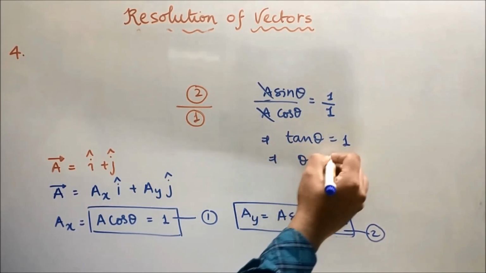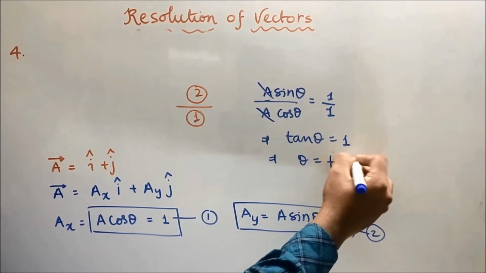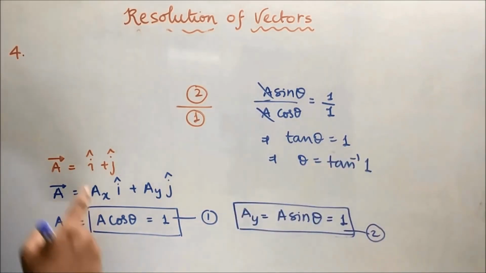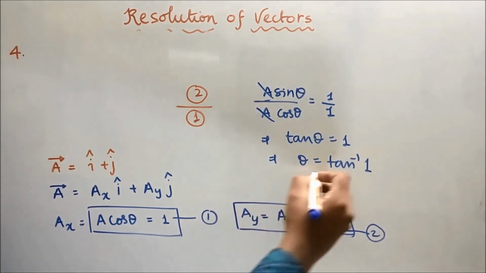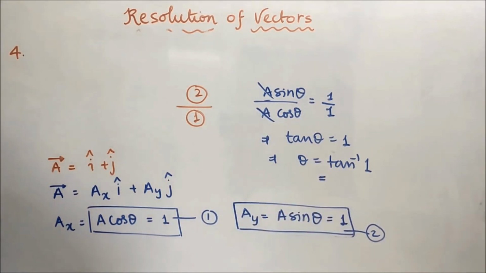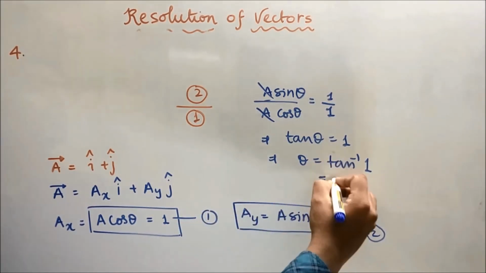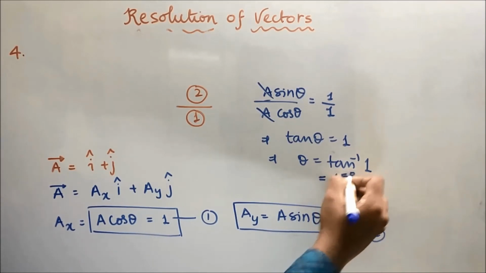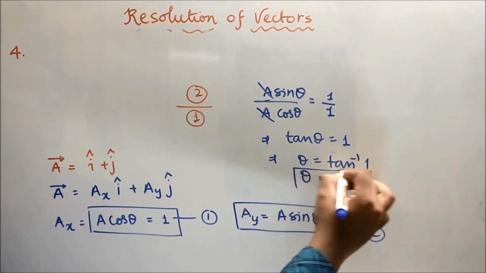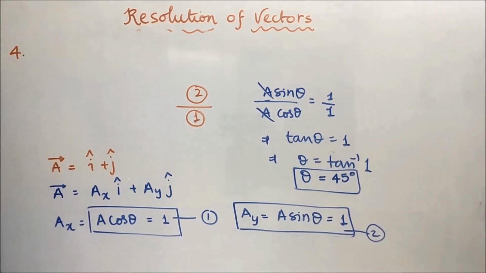So theta is equal to tan inverse of 1. Since the vector is in the first quadrant, therefore theta is 45 degree. So tick mark the option there. So the answer is B.